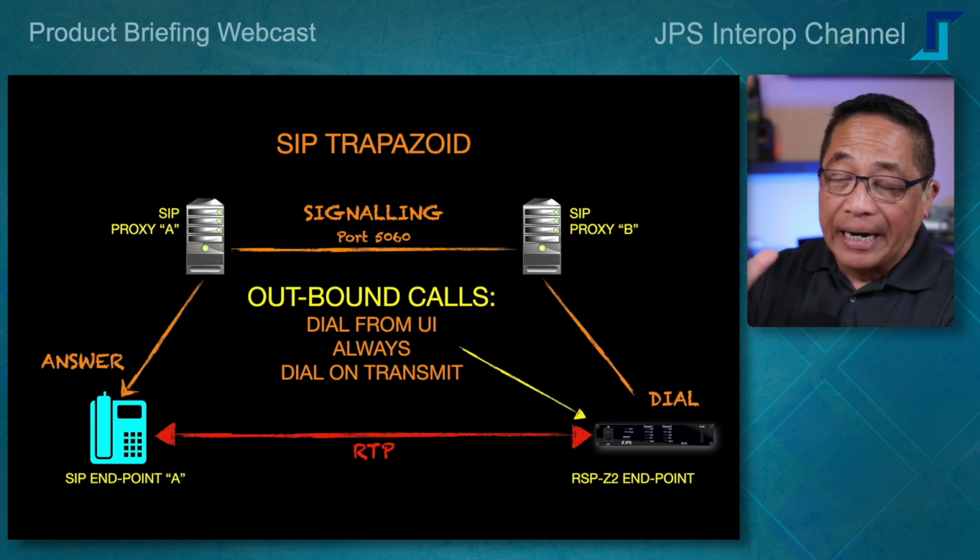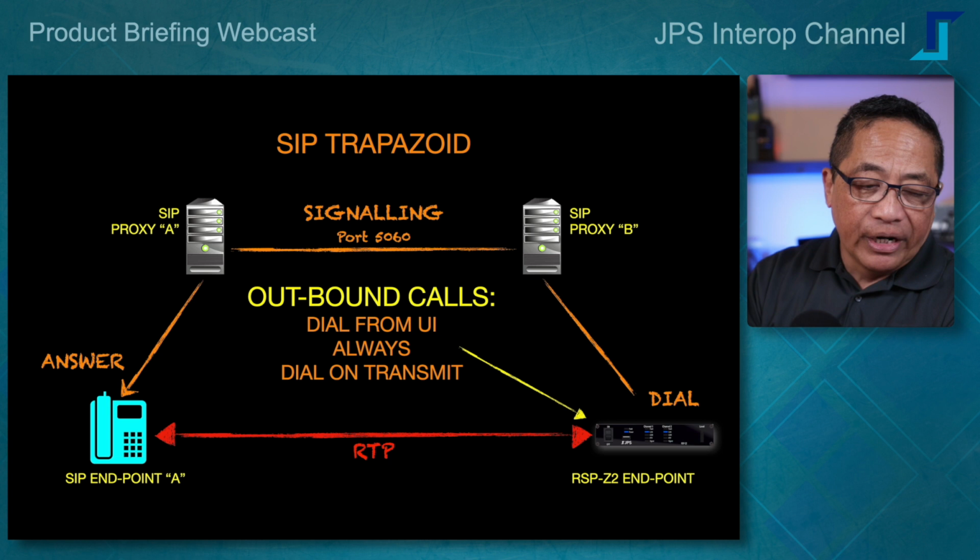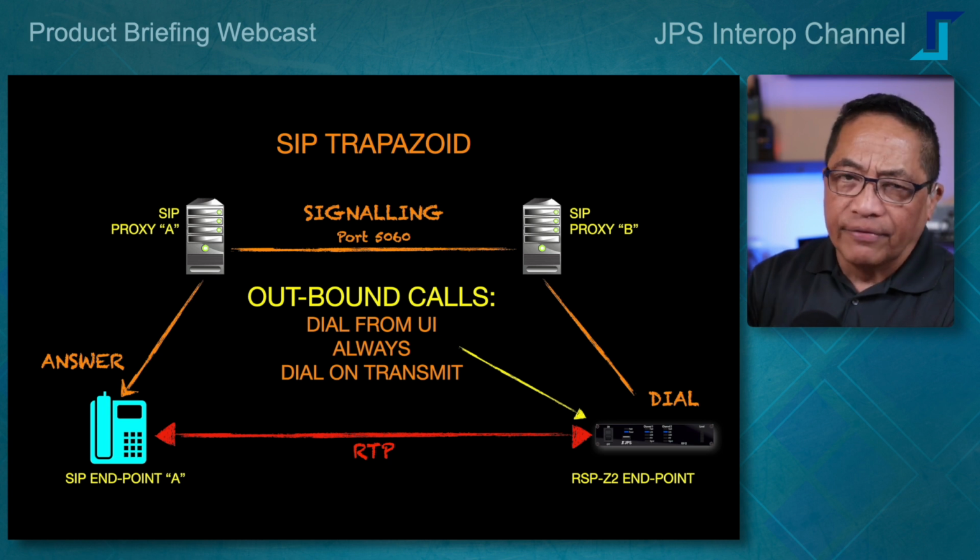We can also create an outbound call that's always connected, meaning it's relentlessly connected, for instance, to a video conferencing platform or a conference phone, for instance, or another device that is SIP compliant, maybe a console, for instance, or a voice logging recorder. And lastly, we can dial on transmit, which is pretty unique. So let's go take a look at the RSP-Z2.